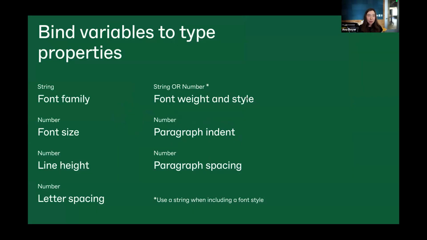So we haven't introduced any new variable types. Essentially for typography, you will be using existing number and string variables and binding those to your various typographic properties. All the ones that are listed on the slide, you can apply variables to those. One thing I do want to call out is that for font weight and style, you can either use a string or a number variable for those.